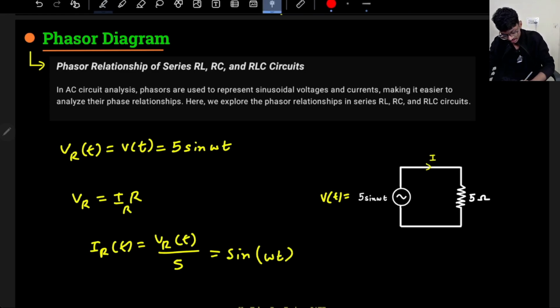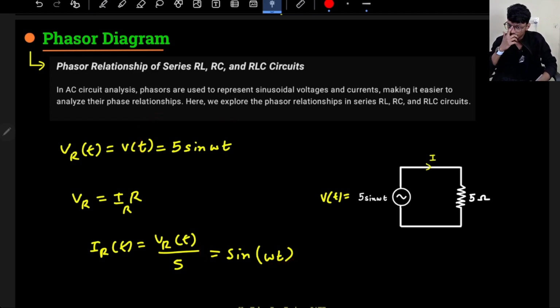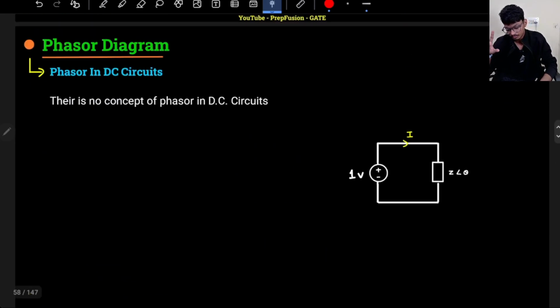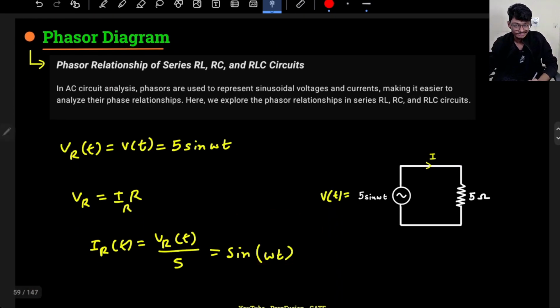My current waveform is a sinusoidal function. My voltage waveform is also a sinusoidal function. Here we can discuss phasors. If I have a DC input, there were no sine functions, so no discussion of phasors. Here I have sine functions, so now I will discuss phasors.